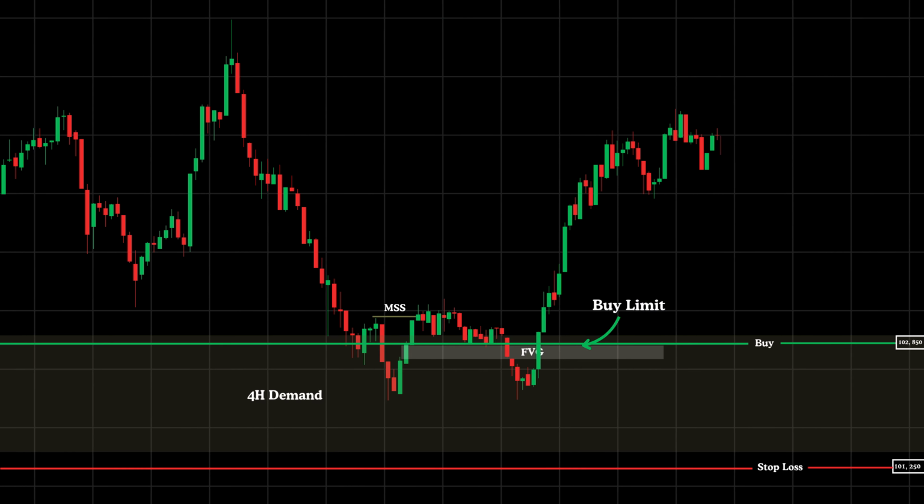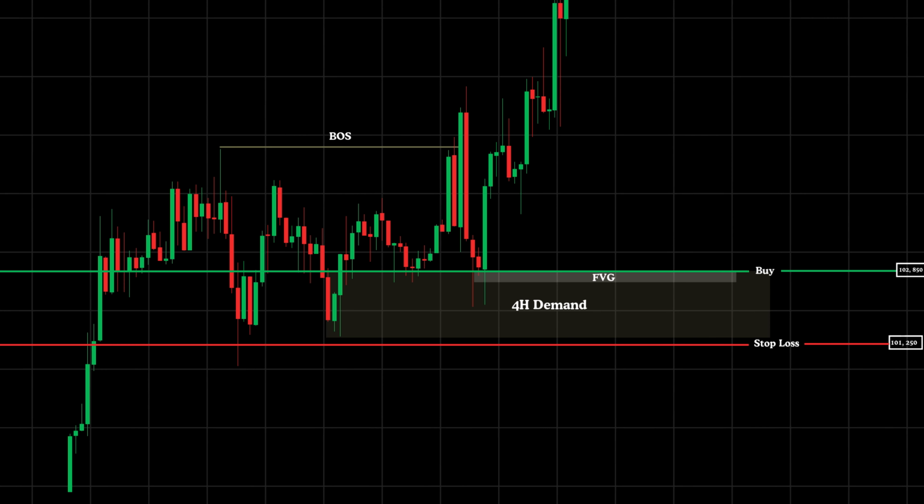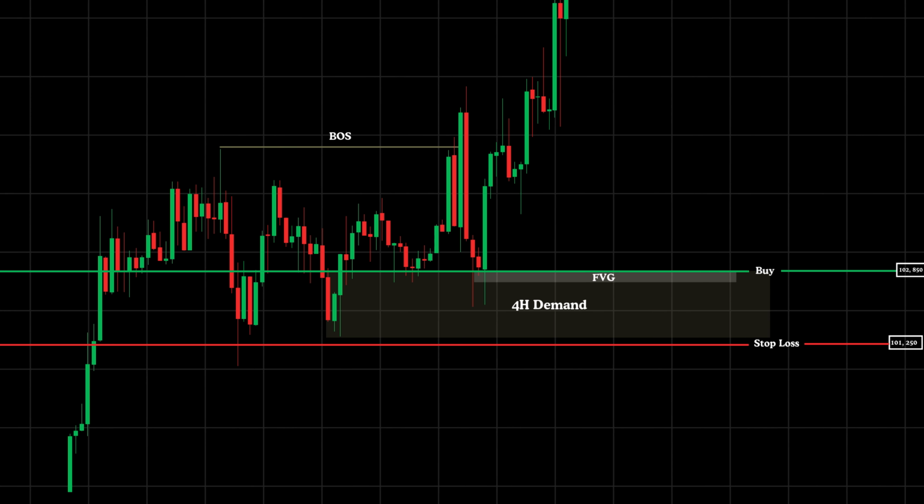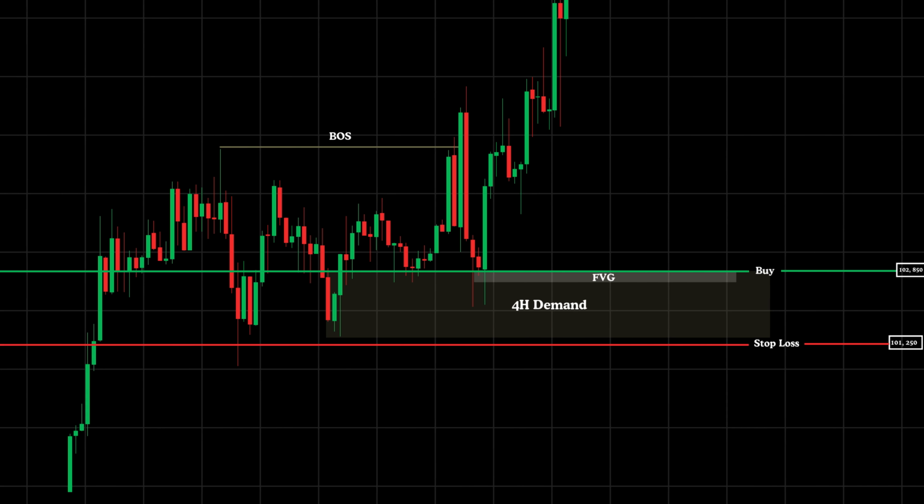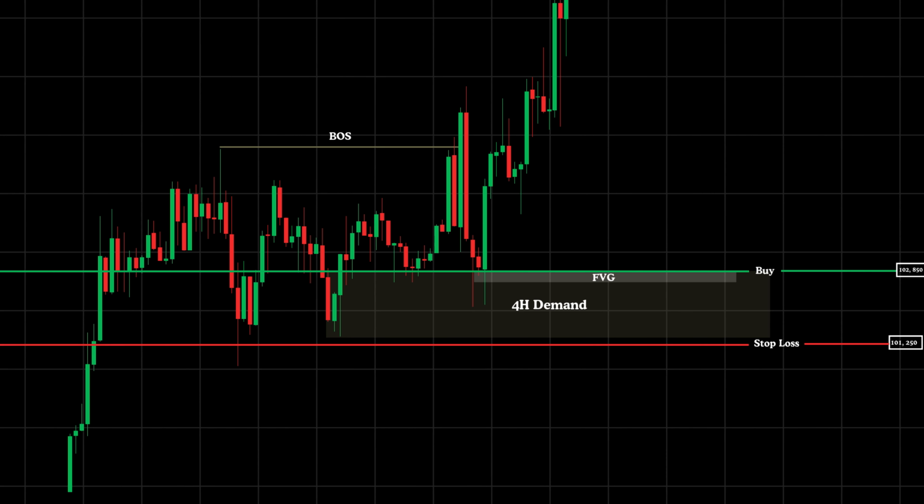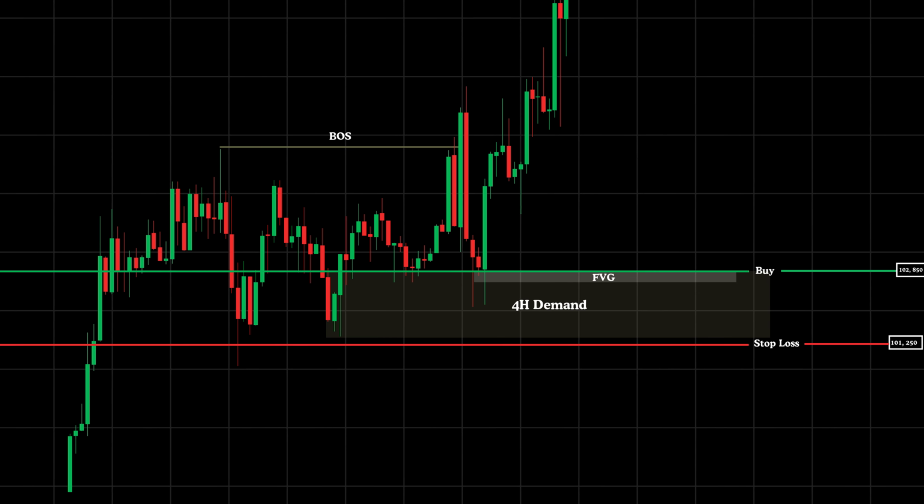As you can observe, price dipped lower, triggered our buy limit order, and then reversed direction, moving higher exactly as anticipated. This perfectly demonstrates the effectiveness of combining higher timeframe demand zones with lower timeframe confirmations to achieve precise sniper entries. That's all for today, traders.